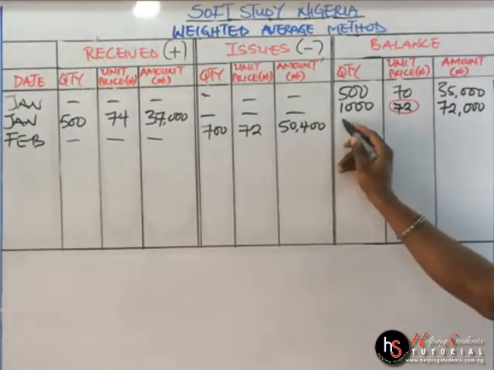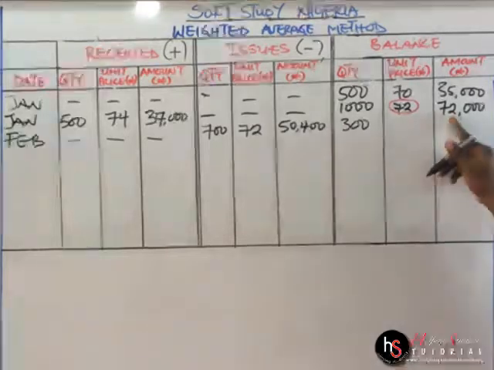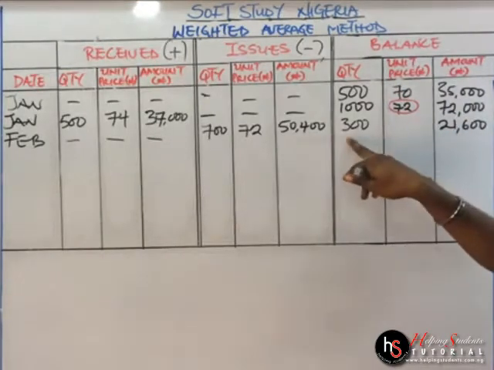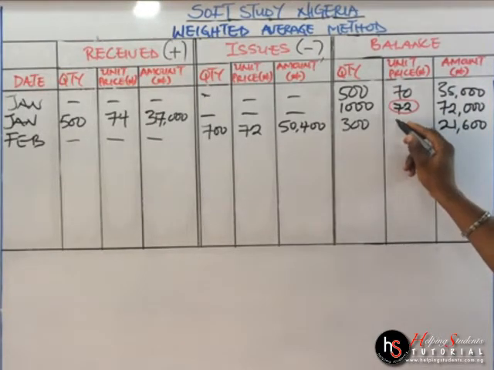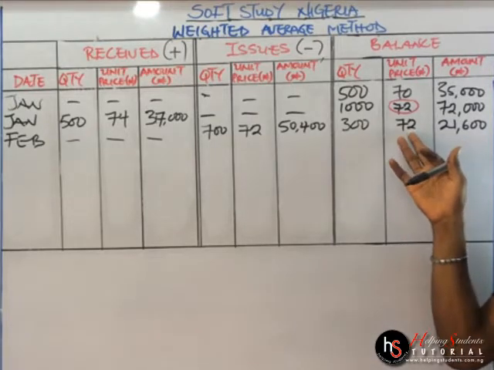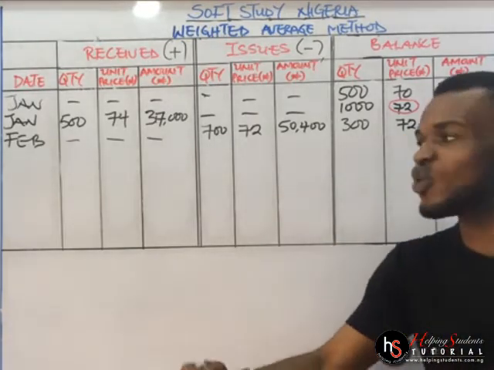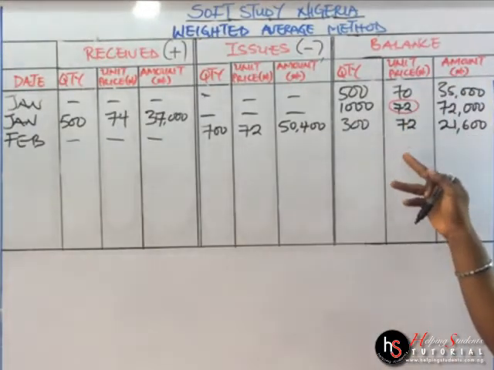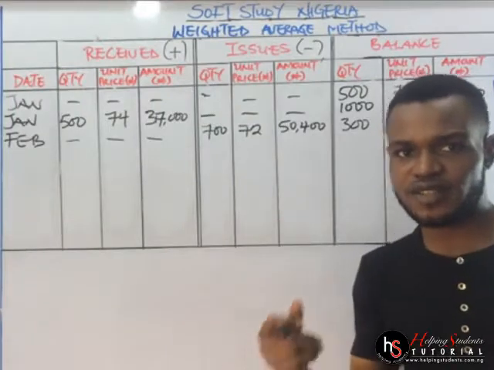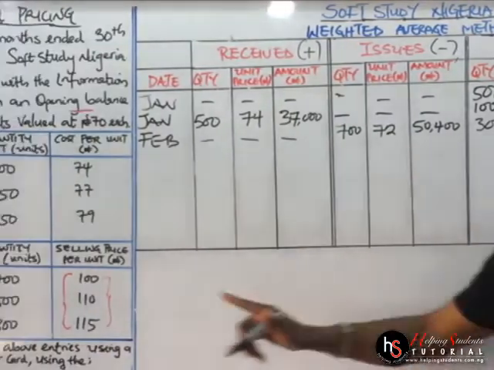1,000 minus 700 is 300. 72,000 minus 50,400 is what? 21,600. Okay? So 21,600 divided by 300 gives us 72. So it will continue this way until we have another new entry. We'll continue to have this 72 until we have another new entry. That is when the unit price changes again. So let us proceed. We are done with February.